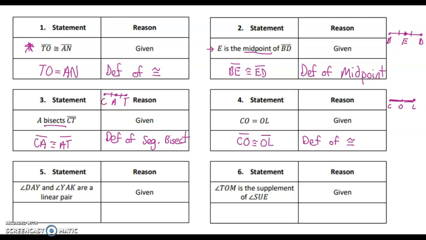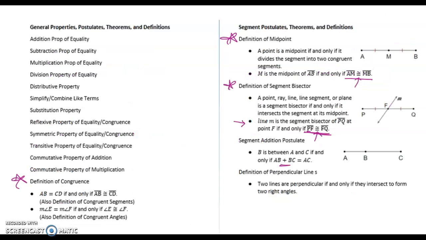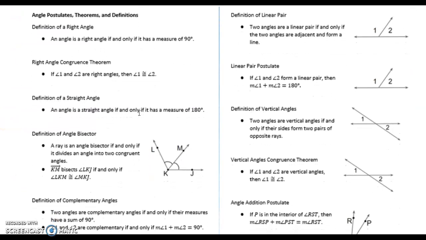Okay, so on statement 5, we have angle DAY and YAK are a linear pair. What is the key word? All right, the key word is linear pair, and it's definitely angles. So let's go look at our angle resource page. So I'm just going to come down here and kind of clear off what we've written. All right, so if you look down here on your angles page, here's all your angles pages. Now we have linear pair written twice. We have two options here, definition of linear pair and linear pair postulate.